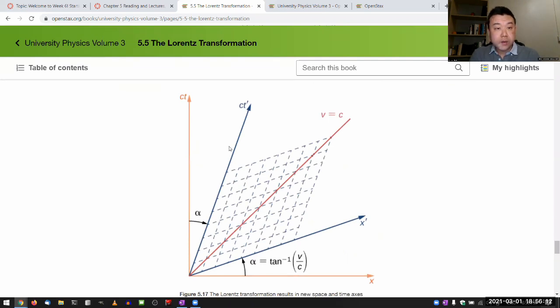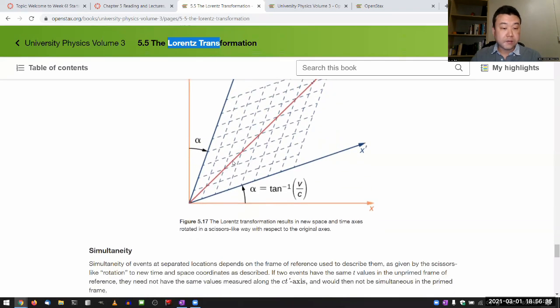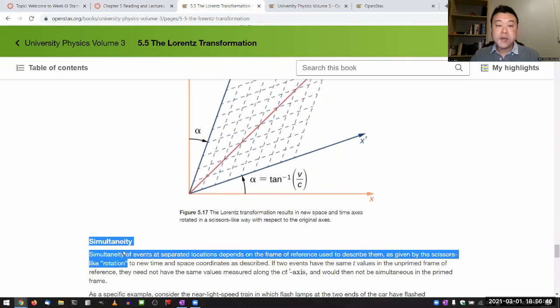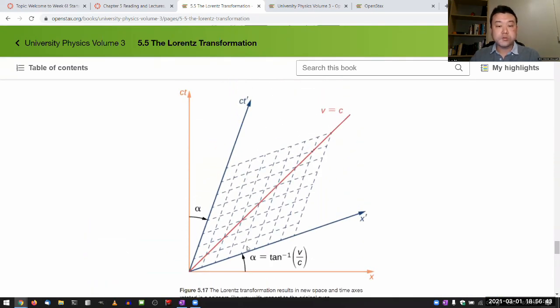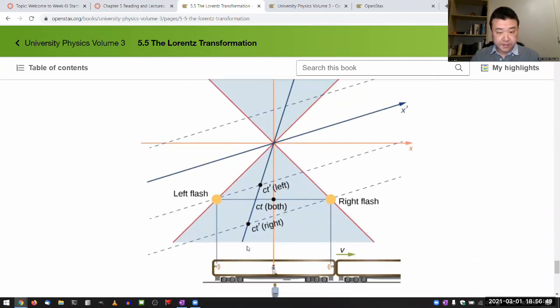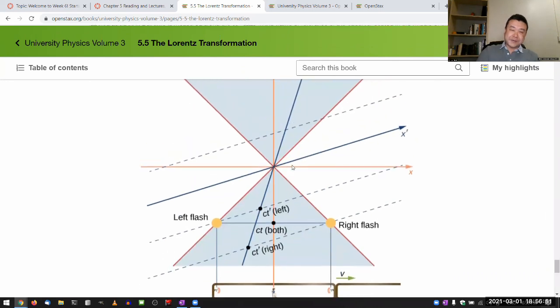This is illustrating how something called the Lorentz transformation, which describes the transformation of space-time coordinates in a way consistent with the two postulates of special relativity, how the coordinates transform under that Lorentz transformation. They talk about simultaneity here, and with this graphical tool, you can see more easily how simultaneity is relative. In fact, this is exactly the picture.